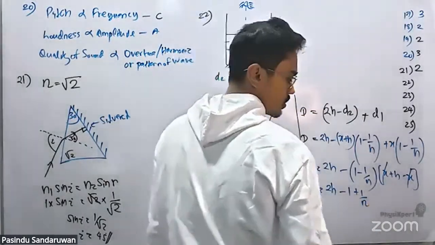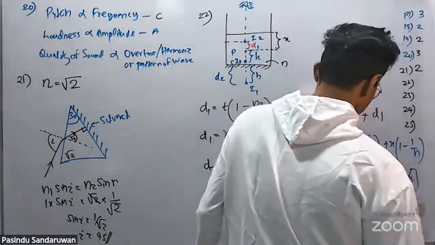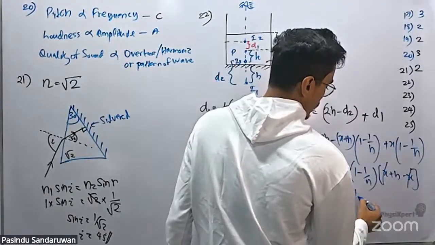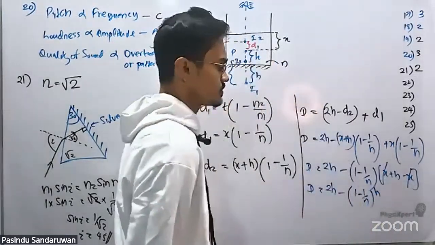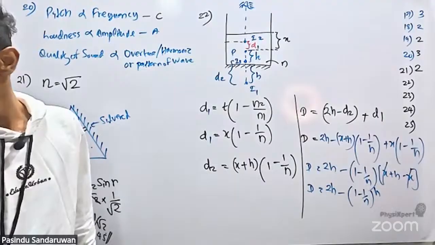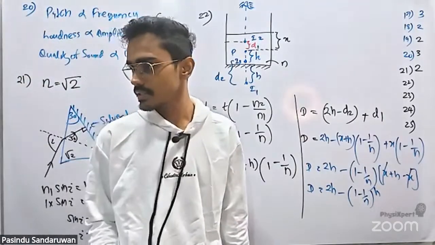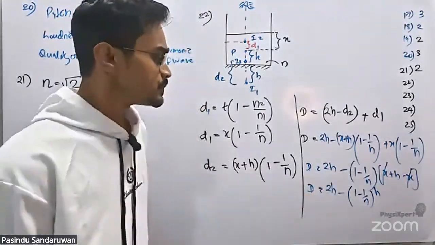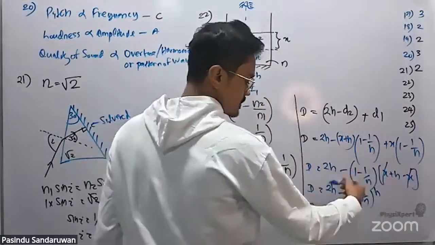Right? Oh, wait. Let's simplify this way. This is minus 1 minus 1 over n, and here only h remains, no? Yeah. Only h remains. What are the given answers? Okay, answers are there with 1 as well. Okay, let's see. Then simplify this thing.